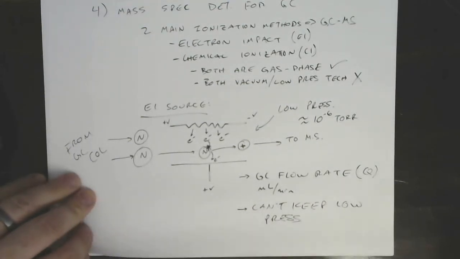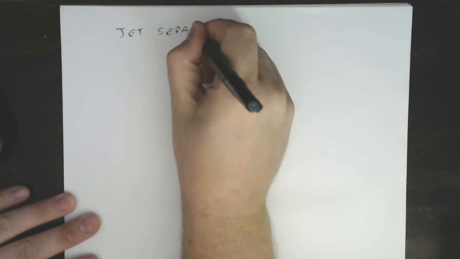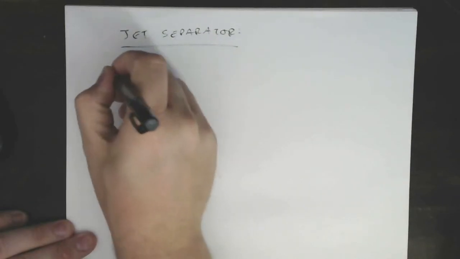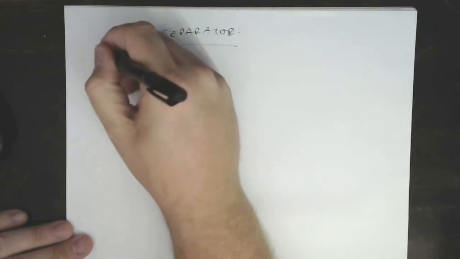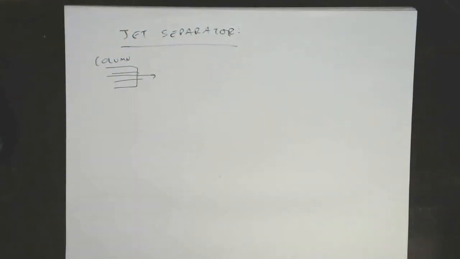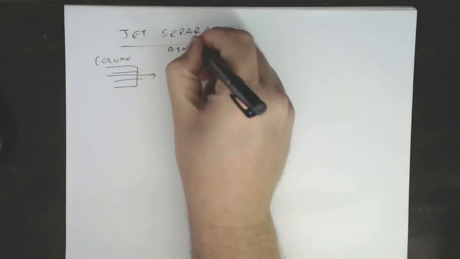There is a brilliant solution to this. The brilliant solution is something called a jet separator. The jet separator works at atmospheric pressure. I want you to imagine you have flow coming off of, this is your GC column. All right, so this is flow coming from the column. And if you just stick that column out into the atmosphere, right? Let's make sure that we're clear about this. This is atmospheric pressure.